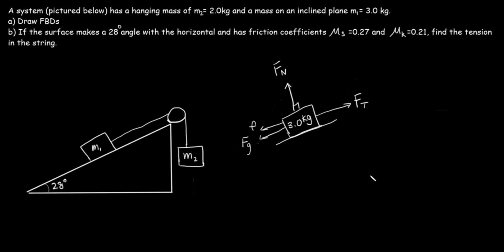Now, for M2, let's draw it here. In the question, it tells you that it's 2.0 kilograms. So what are the forces acting on this block? Well, there's a force of gravity that's pulling it down. And there's a tension force that's pulling it up. So this is the answer to Part A.